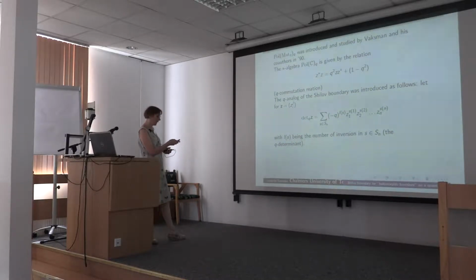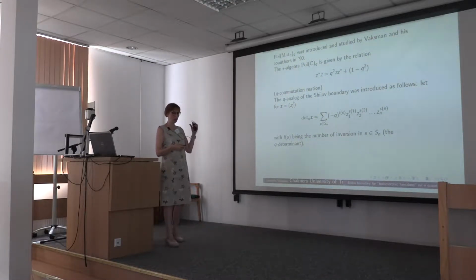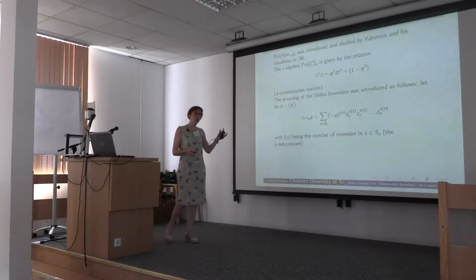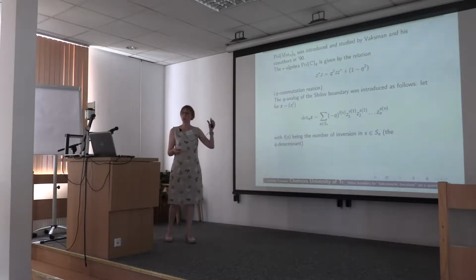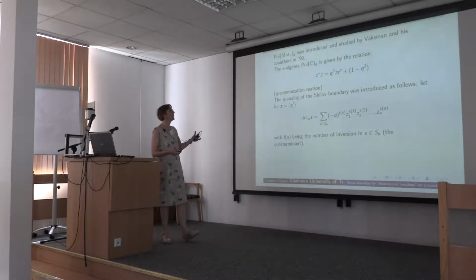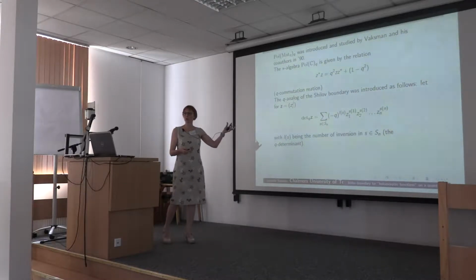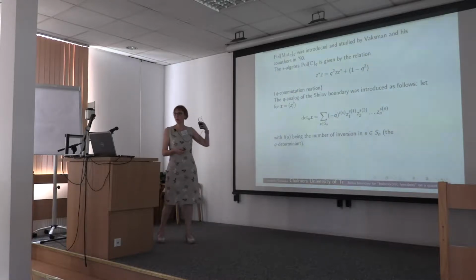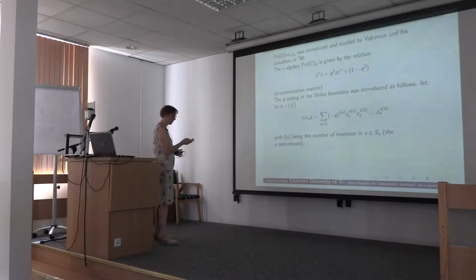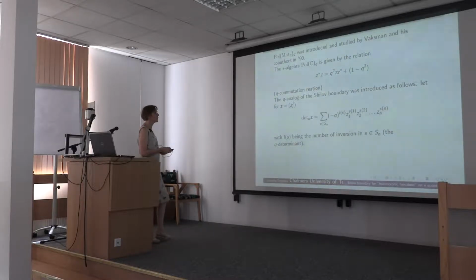In order to define the q-analog of the Shilov boundary, if you remember, the Shilov boundary of the matrix ball in the classical case q equal to 1 was just unitary matrices. So it's natural to expect that the q-analog of the Shilov boundary in this case would be quantum unitary matrices. Okay, so let me introduce this object of quantum unitary matrices.